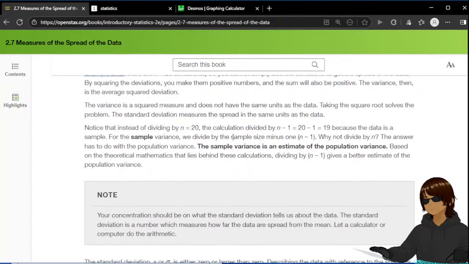Note that instead of dividing by n equals 20, the calculation divided by n minus 1 because the data is a sample. For sample variance, we divide by the sample size minus 1. Why not divide by n? The answer has to do with population variance. Sample variance is an estimate of the population variance, based on theoretical mathematics that lies behind this calculation. Dividing by n minus 1 gives a better estimate of the population variance.